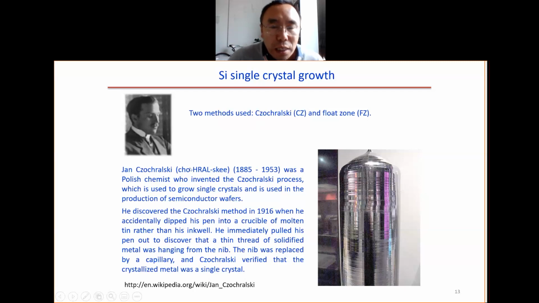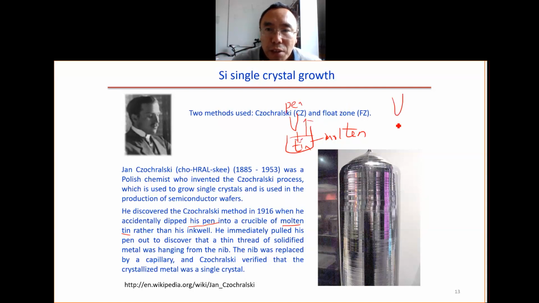The CZ method was discovered by Czochralski in 1916. He is a Polish chemist. What he did: he had a molten tin. We know that tin can be easily melted. Then he dropped his pen in the tin, and then he pulled it back. Then he found out there is something.